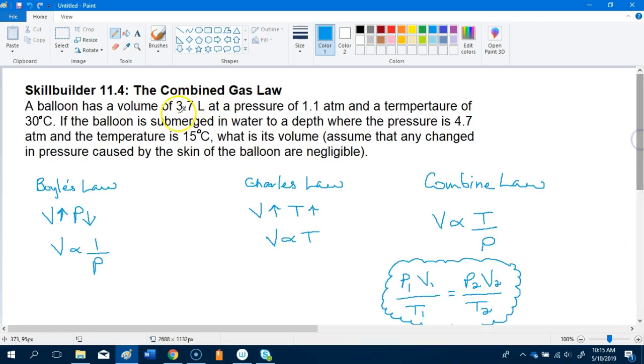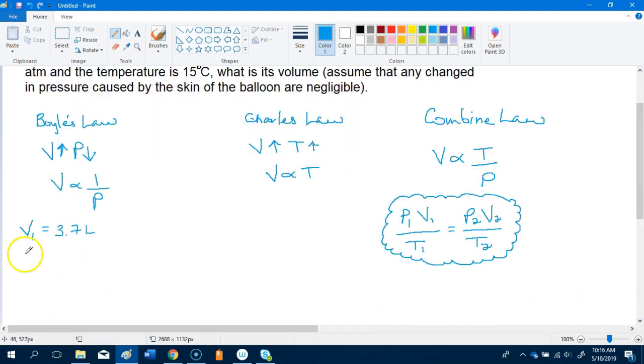A balloon has a volume of 3.7 liters at a pressure of 1.1 atmospheres and a temperature of 30 degrees. These are all of our initial amounts. So volume 1 is equal to 3.7 liters, our initial pressure is 1.1 atmospheres in the balloon, and the temperature of the gas in the balloon is 30 degrees Celsius.